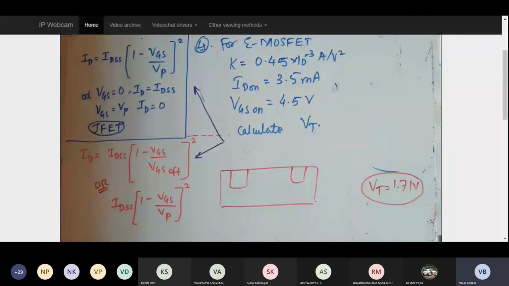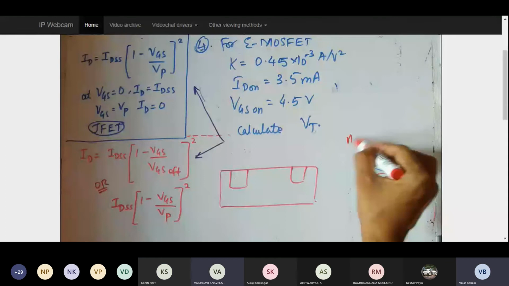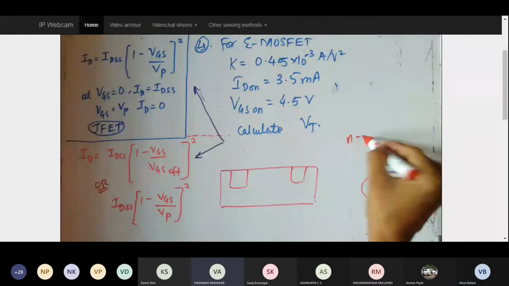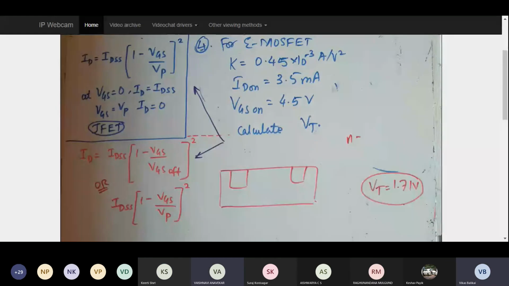One of the two must be the answer: it is either a P channel or an N channel. Tell me one; if it is correct I will say correct, and if wrong I will say wrong. N channel. How do you say it is N channel? Positive voltage is applied. Which voltage? VGS is positive. Perfect. Because for N channel, VGS has to be positive.